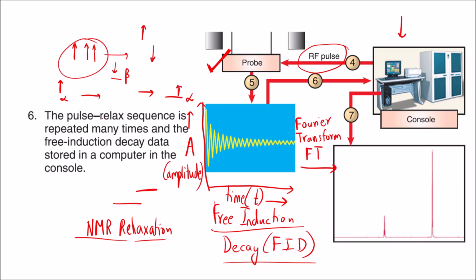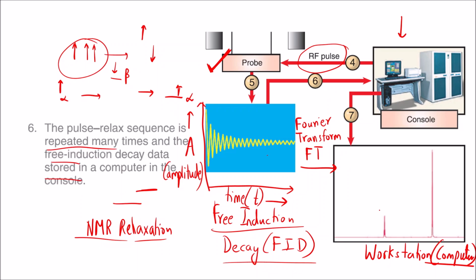So this pulse relax sequence is repeated many times, and the free induction data, the FID, is stored in the console. Then from the console you want your data to go to the workstation, right? Workstation means the computer that you are working on. So you transfer the data from the NMR console to the computer.